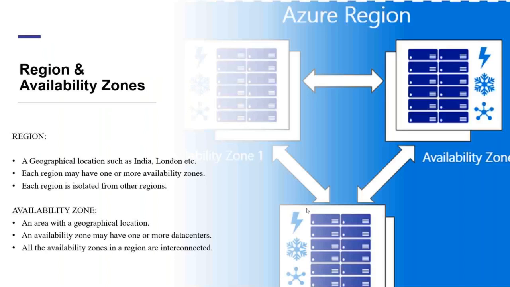And regions and availability zones. A region is nothing but a geographical area, a country, in simple terms. Take India, take London, take US. Each region may have one or more availability zones. Each region is isolated from other regions. Every region is unique, and Microsoft maintains different data centers with different roles and responsibilities. Each region has some limitations as well.